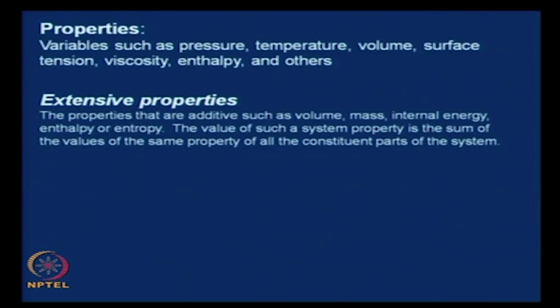Typically the value of such a system property is the sum of the values of the same property of all the constituents of the system. If there are very many different constituents of the system and we add the volume of each constituent, the volume of the system, total system, is the sum of the volumes of all its constituent parts.